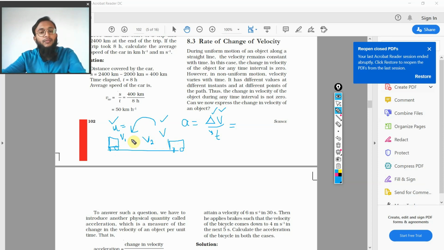So v2 minus v1, or v minus u by t, is the formula. What is the formula? v minus u by t. Here v is the final velocity, u is the initial velocity, and t is the time. Okay, let's have a look at one of the problems. Before going to that, we'll be writing the SI unit of acceleration. Let's have a look.